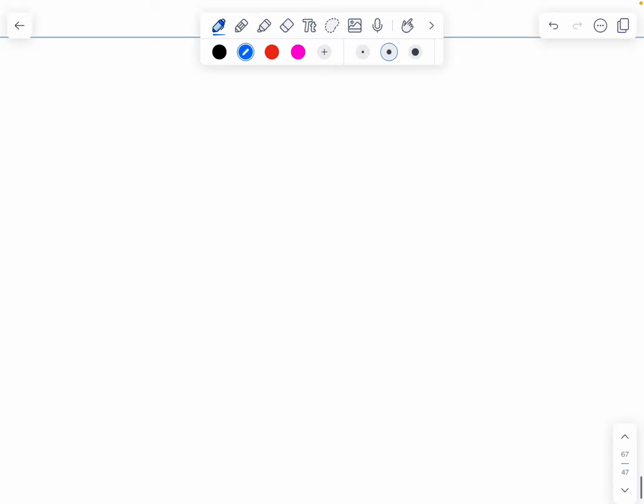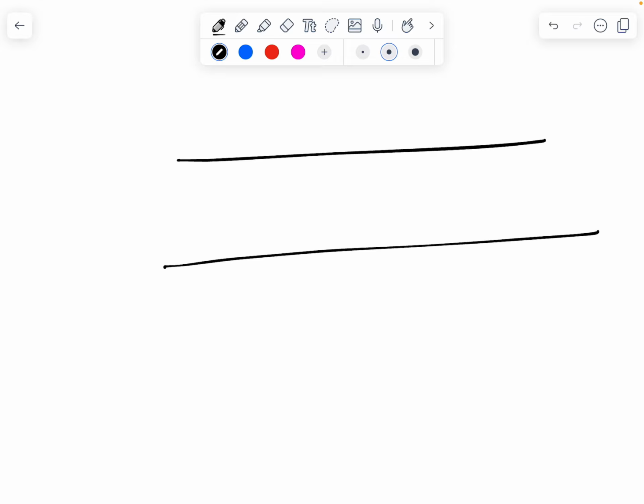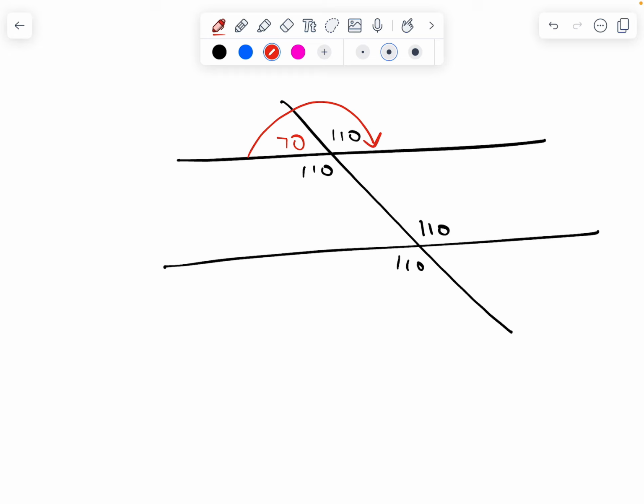So let's do this one on your own. Let's say I draw something like this. Oh, those aren't great. And I cross it like this. Let's say this one right here is 110. Can we find all the others? And yes, we can. 110, that's a big. Let's see, this is vertical angles, so those guys are big, 110. And if they're not big, they're little, and bigs and littles form a linear pair. That's 70, that's 70, that's 70, that's 70.